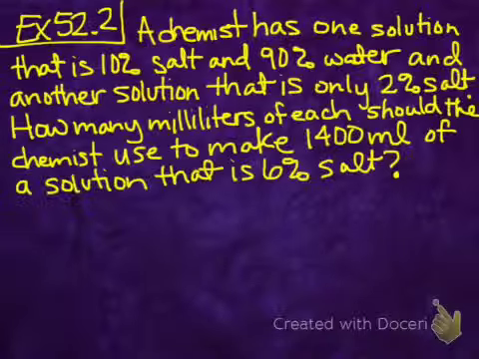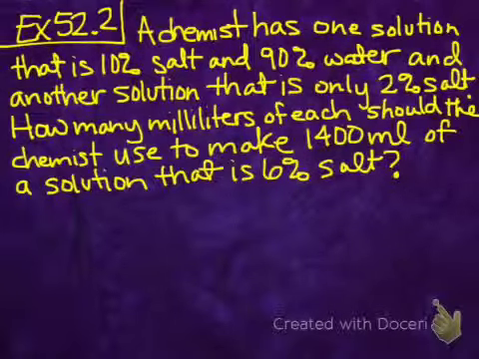Let's do another example. A chemist has one solution that is 10% salt and 90% water, and another solution that is only 2% salt. How many milliliters of each should the chemist use to make 1400 milliliters of a solution that is 6% salt? So this problem has more information than you need. So you just need to pick out the information that you specifically need for this problem.